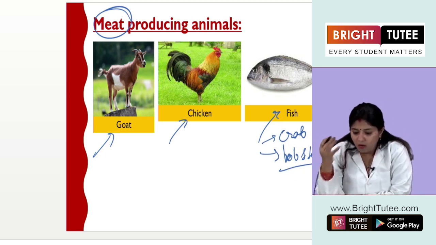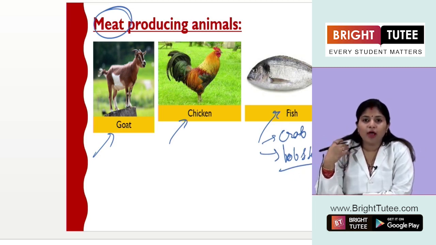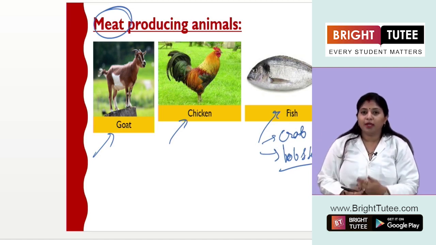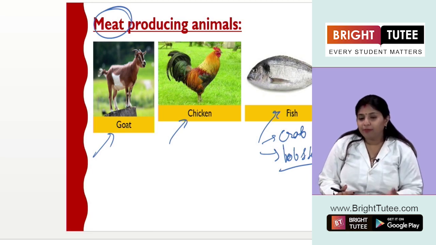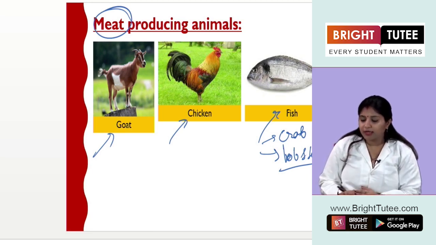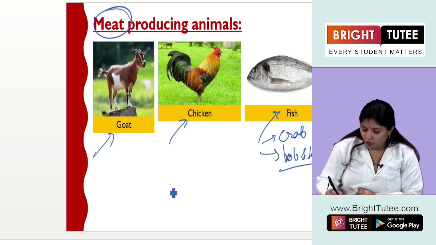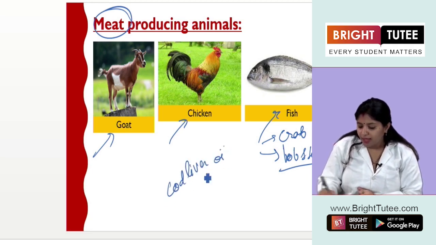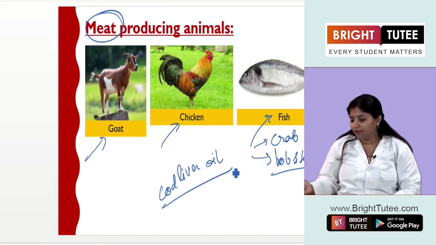So we see how we are dependent for our meat requirements on the animals. The meat is another product which we obtain from the animals. Apart from meat, from fishes we also get a particular kind of oil which we call the cod liver oil, right? So that is also obtained from the animal, specifically from the fishes.